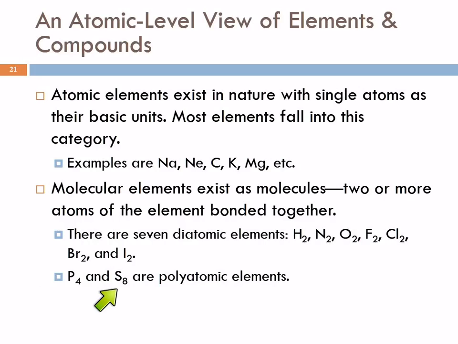Phosphorus and sulfur are polyatomic elements. And they form different types of molecules. There's red sulfur, and there's white sulfur, and there's yellow sulfur. And it depends on how the atoms are covalently bonded together. But phosphorus is often found as a molecule of 4 phosphorus atoms, and sulfur as a molecule of 8 sulfur atoms.